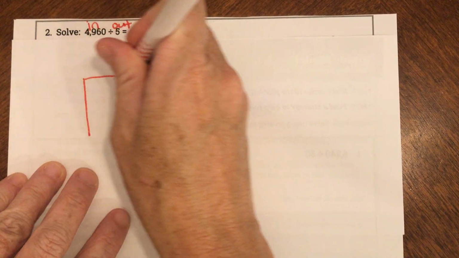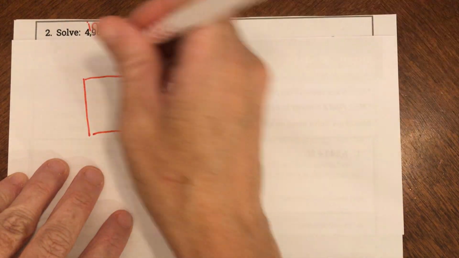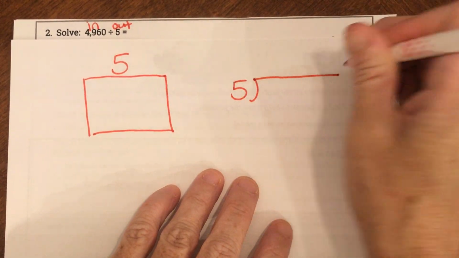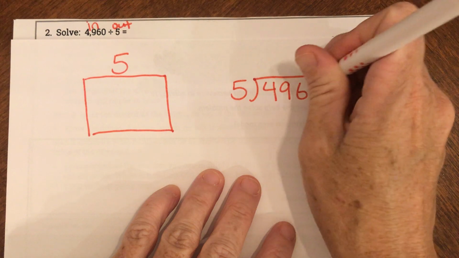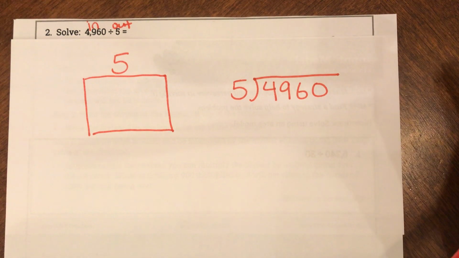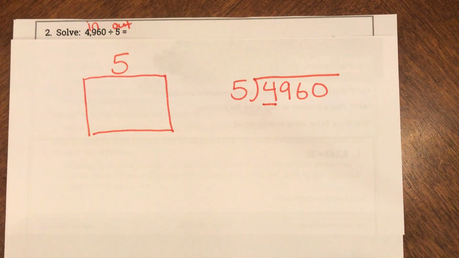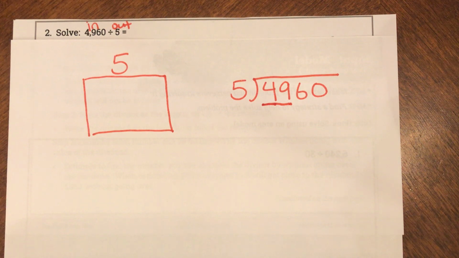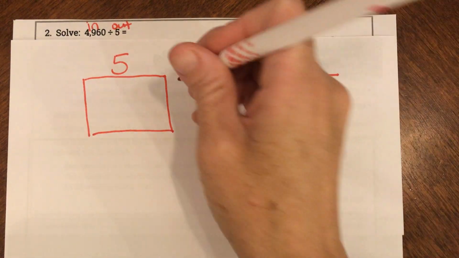So my first step says to draw my rectangle and to put my divisor on top. Okay, and I'm going to set up my standard form over here. And I know my divisor is this one because the dividend is inside. Okay, so now I'm ready to start. So I ask myself, can 5 fit into 4? No. Can 5 fit into 49? Yes. How many times? Well, 5 times 9 is 45. 5 times 10 is 50, so it must be 9.